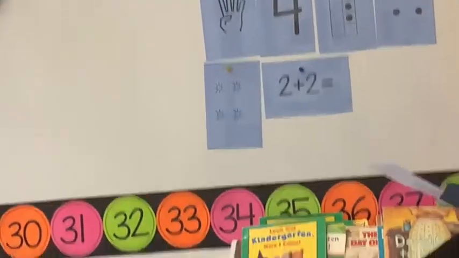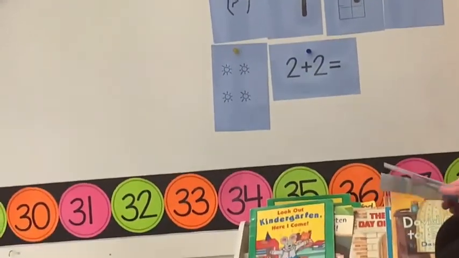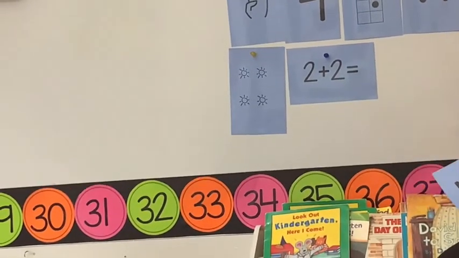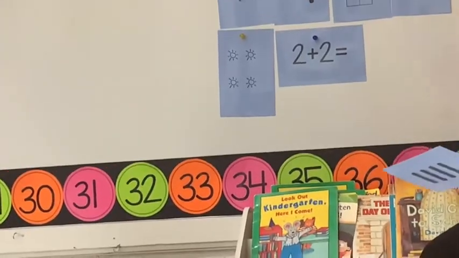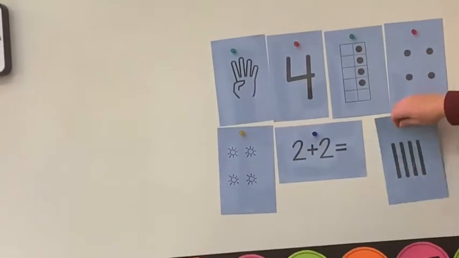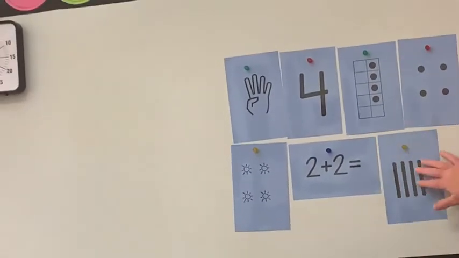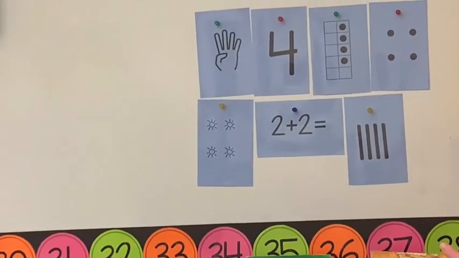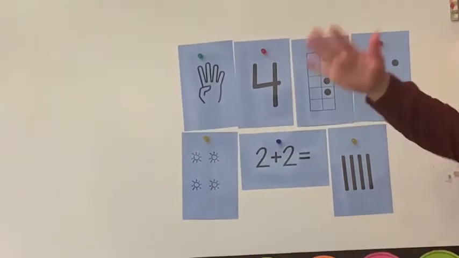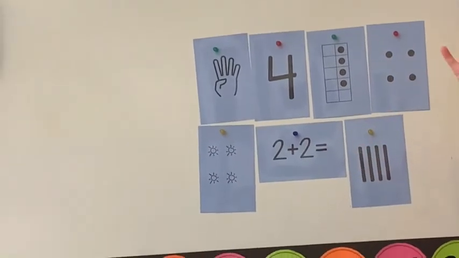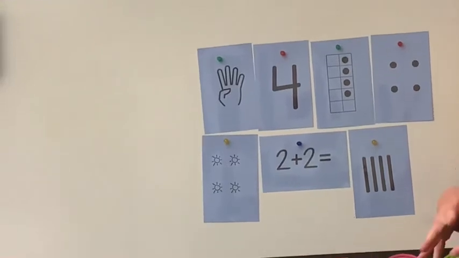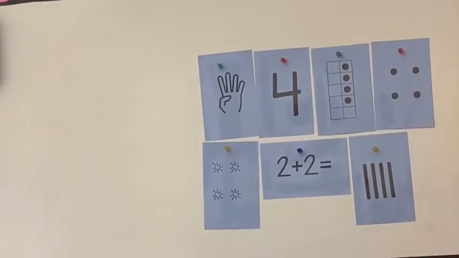So another way that we can show 4 is with tally marks. And you know that because we've been doing tally marks in our counting books. All of those tell us the same thing. They all show us 4, but they all look very, very different.